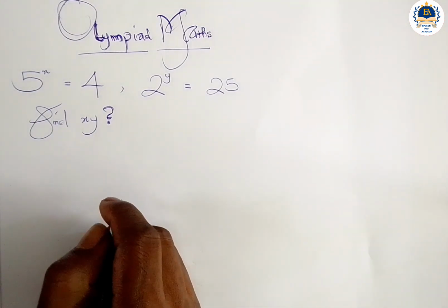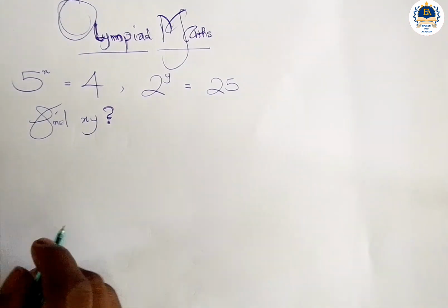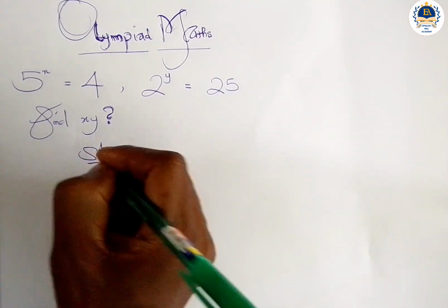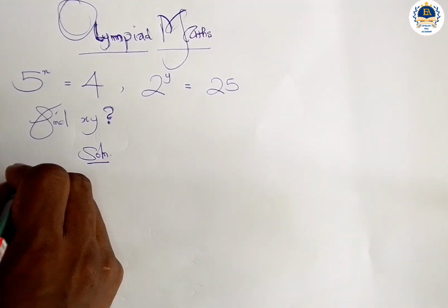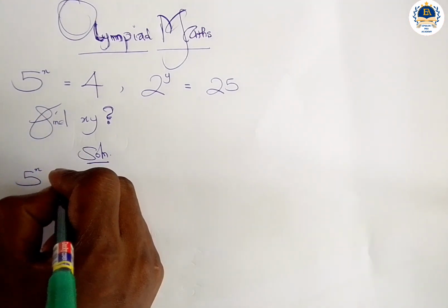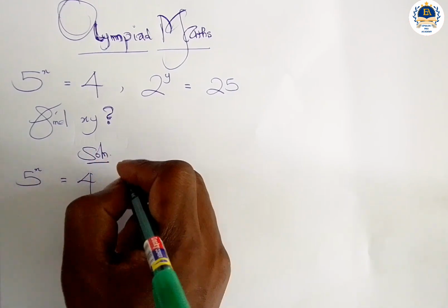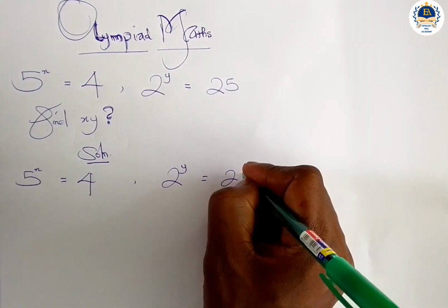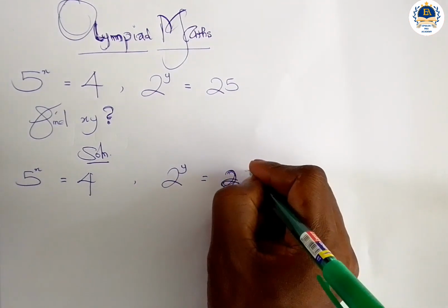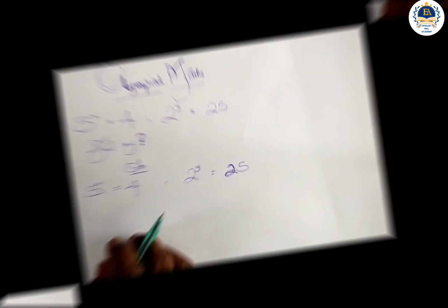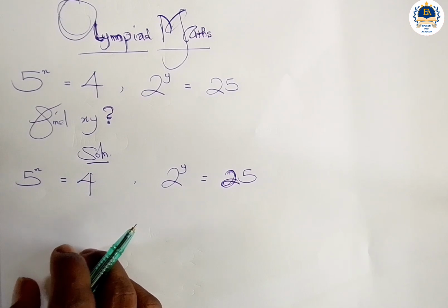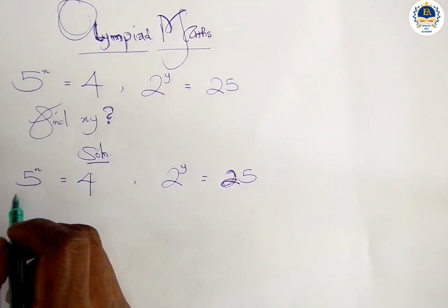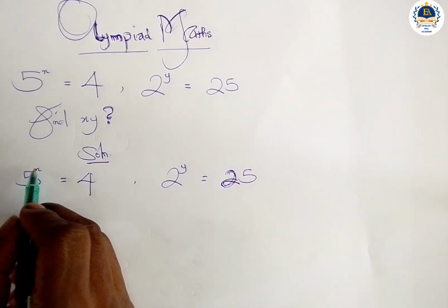Let's solve it together. Now, from the equations given to us here, we have 5 raised to the power of x, which is equal to 4, and 2 raised to the power of y, which is equal to 25. The first approach is to change every term into their index form, or exponential form.